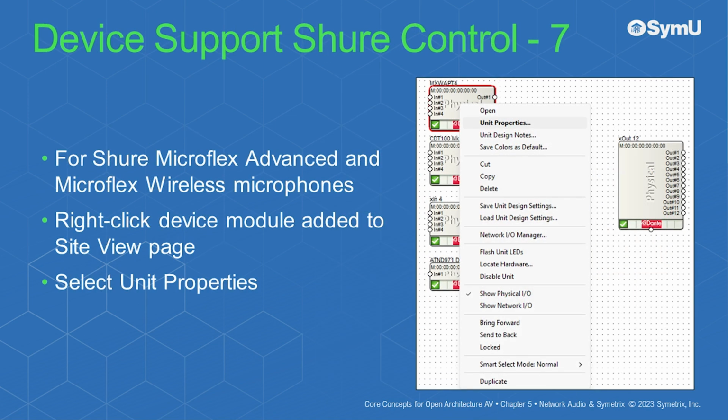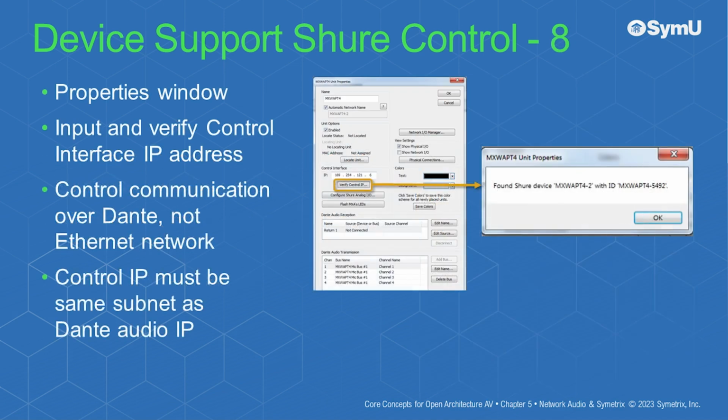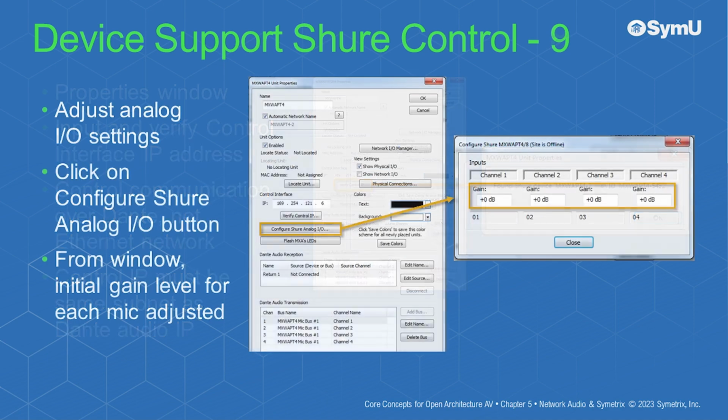For the supported Shure Microflex Advanced and Microflex Wireless series of microphones, right-click the device module that was added to the Site View page and select Unit Properties. From the Properties window, input and verify the control interface IP address. Since the control communication is over Dante and not the control network, the control IP address must be in the same subnet as the Dante audio IP. To adjust the analog I/O settings, click on the Configure Shure Analog I/O button. From this window, the initial gain level for each microphone can be adjusted.